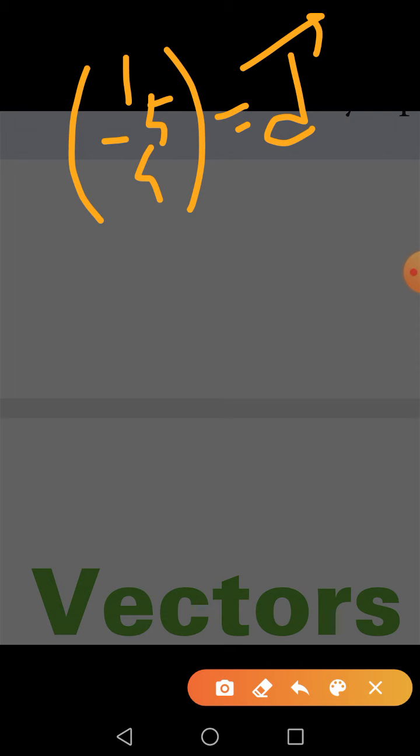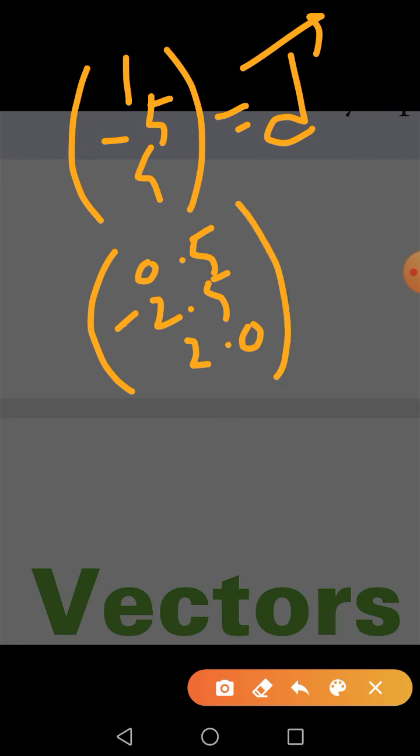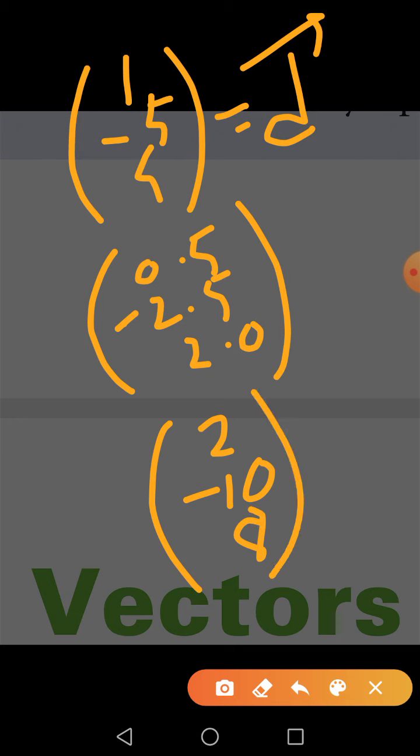Like you can use (0.5, -2.5, 2) as the direction vector, okay. You might use (2, -10, 8) as the direction vector, because all of these are multiples of this vector. So the vector that you find directly or its multiples can be used as a direction vector, okay.